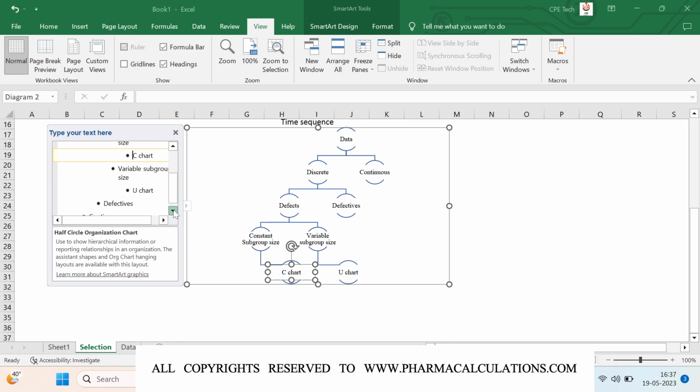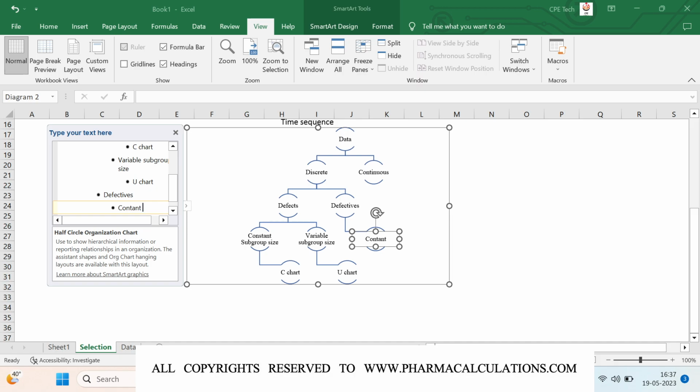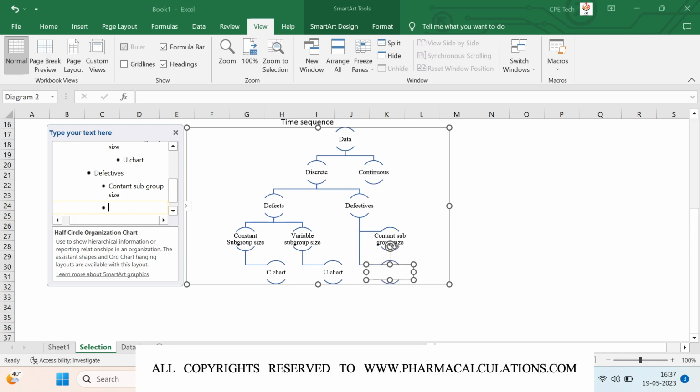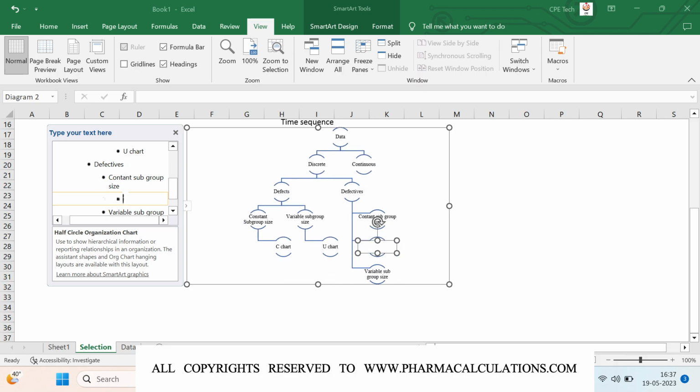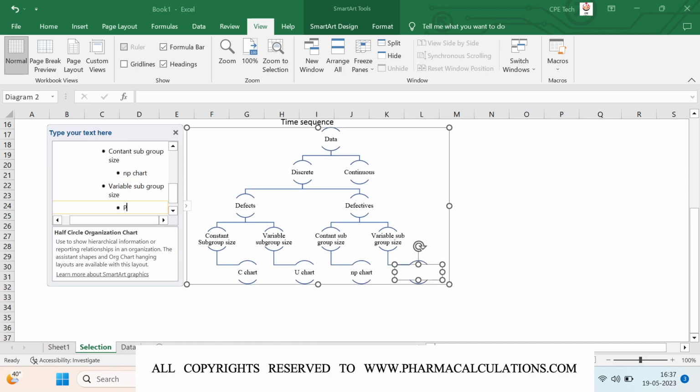And now coming to the defectives part. Again, we are going to classify this into two categories: one is constant subgroup size, and the next one is variable subgroup size. If the subgroup size is constant, then you can use the NP chart. And if it's a variable subgroup size, you can use the P chart. Okay, and this is about the discrete data.